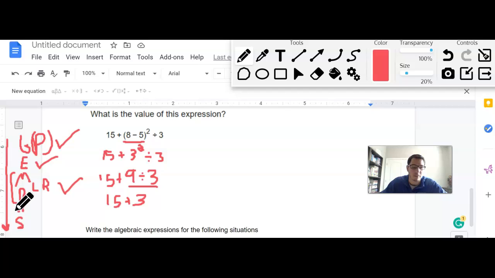Multiplying and dividing are done. Then we have adding, subtracting from left to right. Only one operation left. So that is what we are going to do. We should get an answer of 18. 18. All right, that is some review of numerical expressions and solving them. If you have questions about this, make sure you reach out to me.